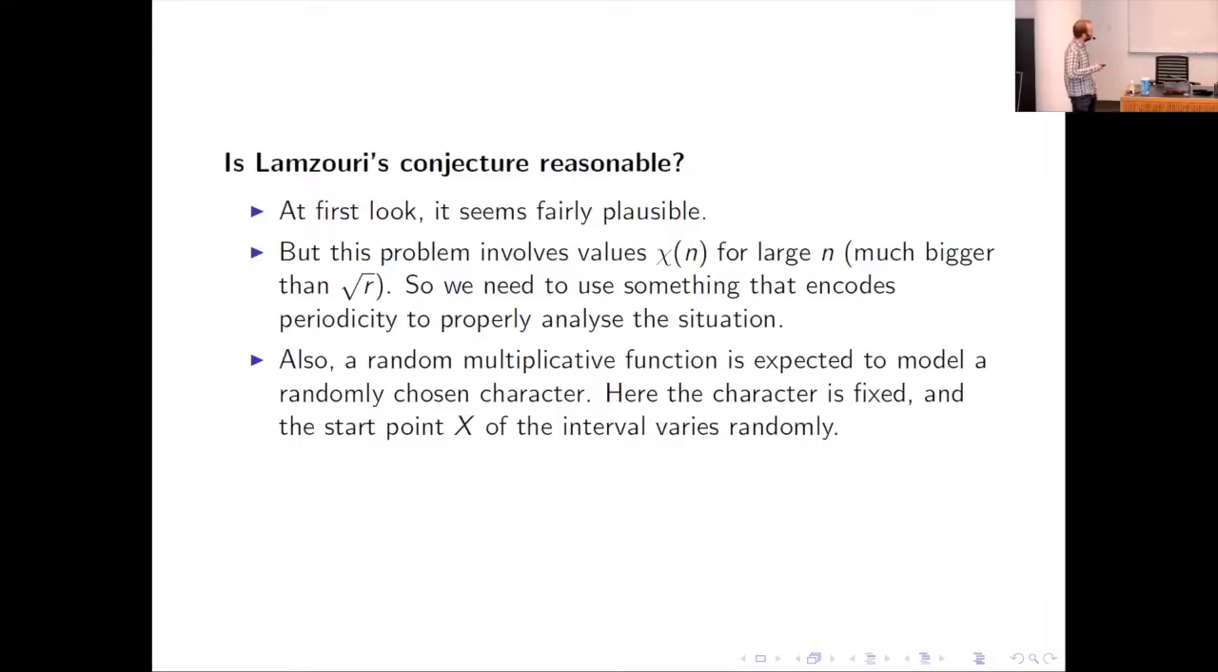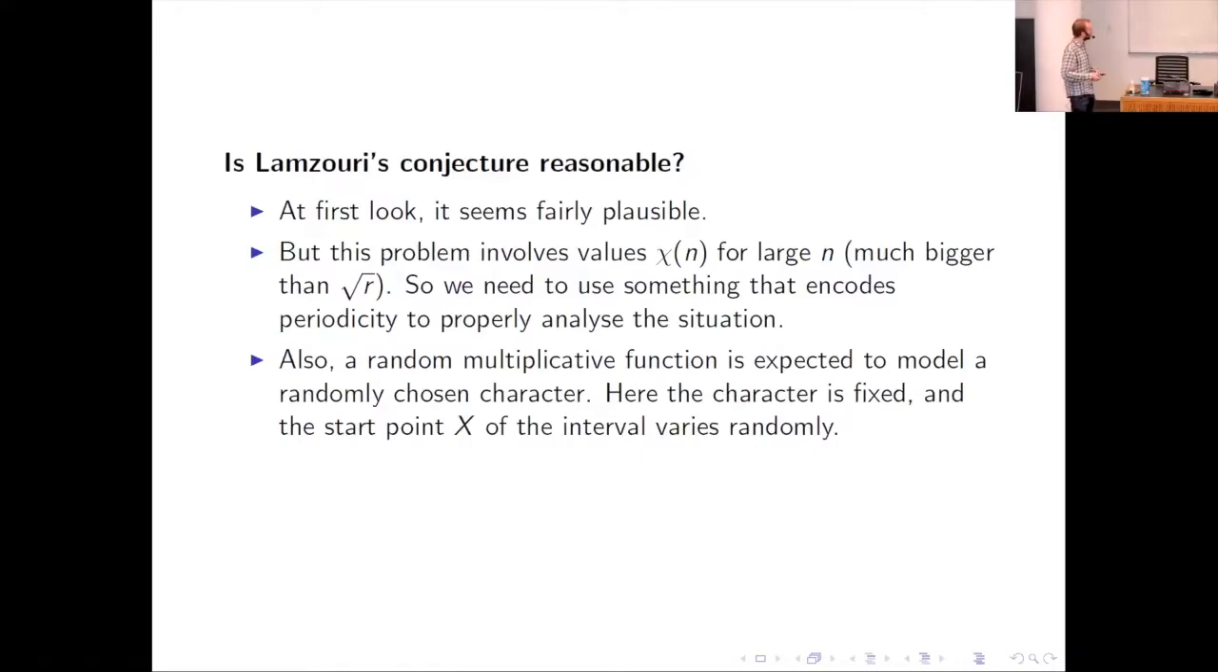But the problem I'm discussing here is a problem largely about large values of n. So as I move my interval around, most of the start points of the interval are going to be pretty big. So most of the n values at which I'm looking at chi are going to be pretty big. So this is a problem where potentially the periodicity could intervene.